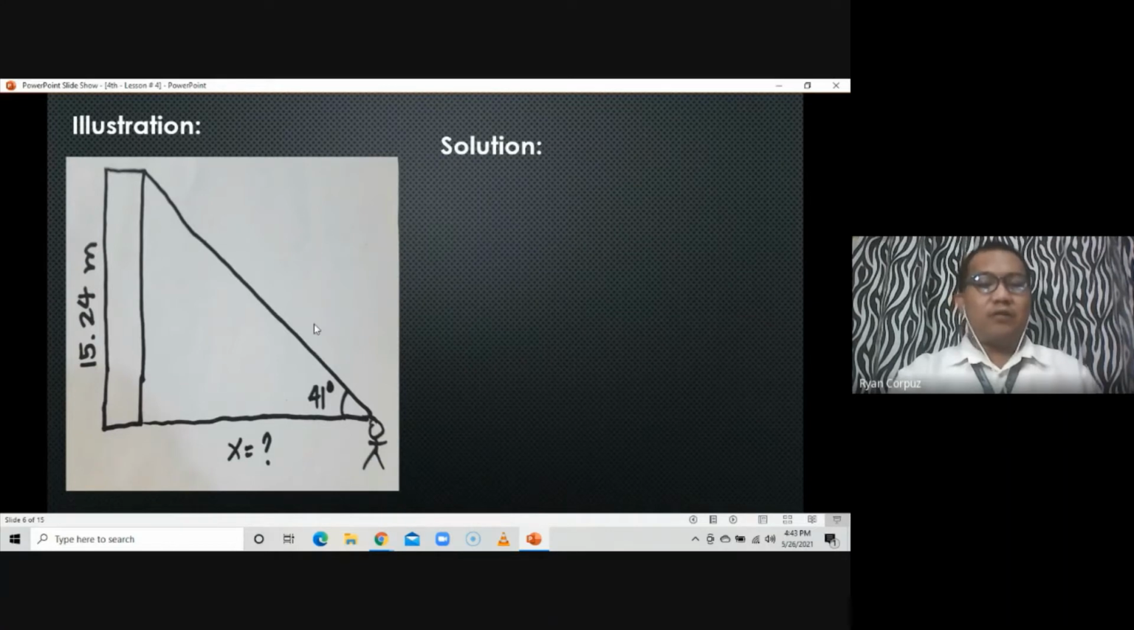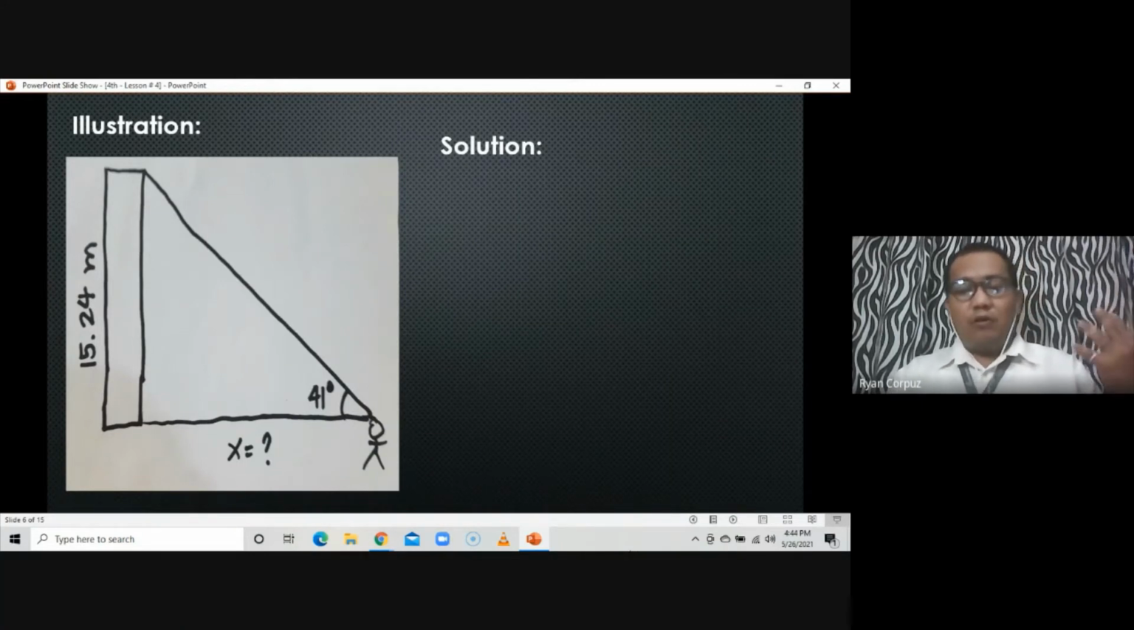So this time, how is this angle given related to the one we are looking for, which is the distance of the observer from the base of the tower? So yun yung kanyang adjacent side. So look at this. From the given angle 41 degrees, that side opposite to it, that measures 15.24 meters, is its opposite side. While this side that we are looking for is the adjacent side.